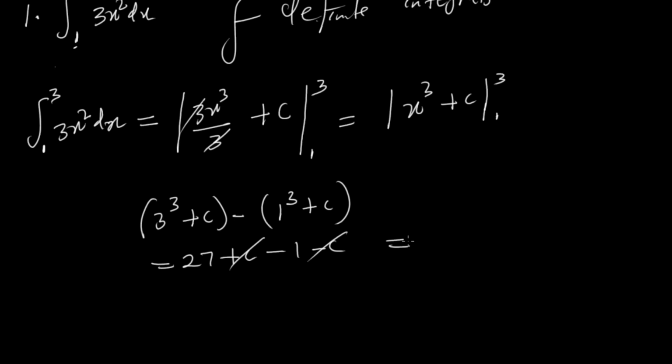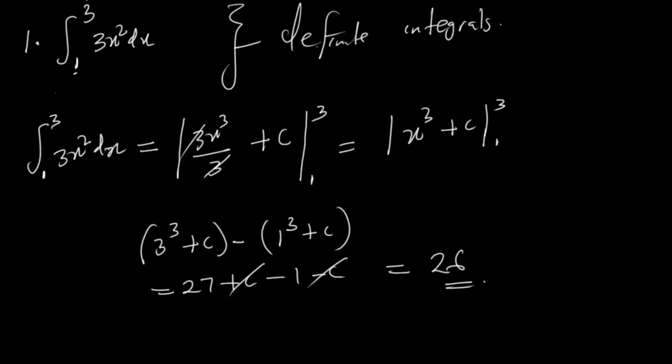If you recall from normal integration, you're going to be having c all the time, but in this case c will always be cancelled out. That's why they call it definite integrals. You know the definite answer, no more constant c. So we know that c is going to cancel out. 27 minus 1 is going to be 26. So I have the area bounded by the curve f of x equal to 3x squared with lower limit of 1 and the upper limit of 3.